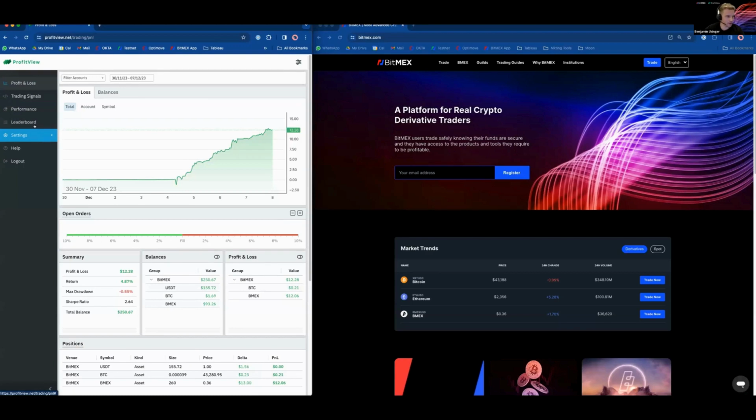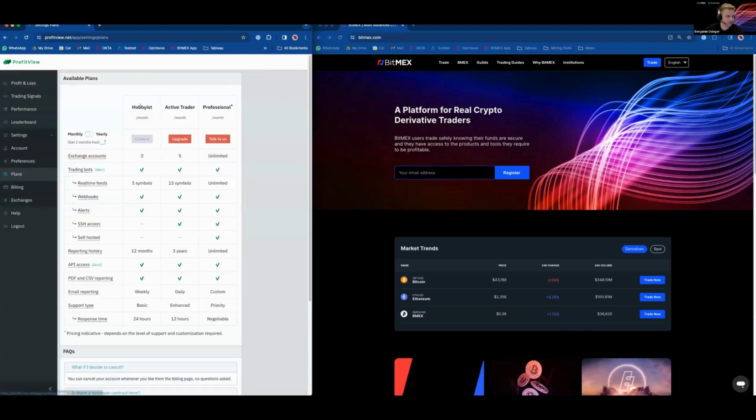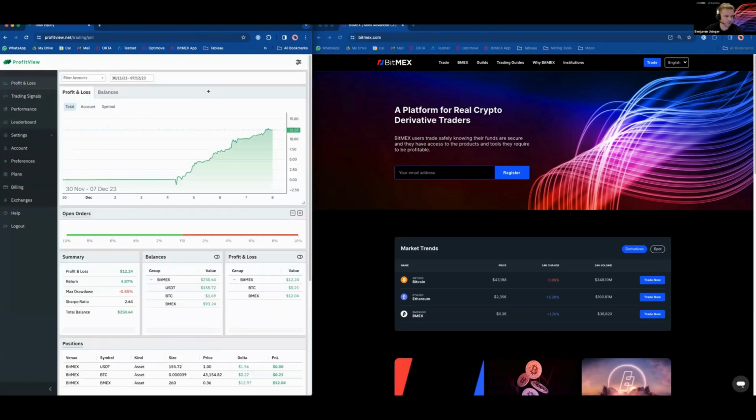So you need to sign up, and you actually have to get one of their plans. In this case, for example, I have the hobbyist plan, which allows me to create bots for 2 different exchanges. So then going back to my start page, which, because I have a bot already, shows me my profit loss balances, and Richard is going to talk through this in a while.